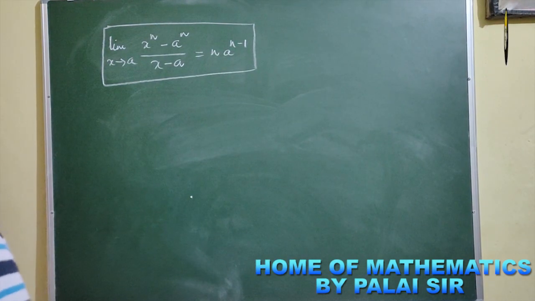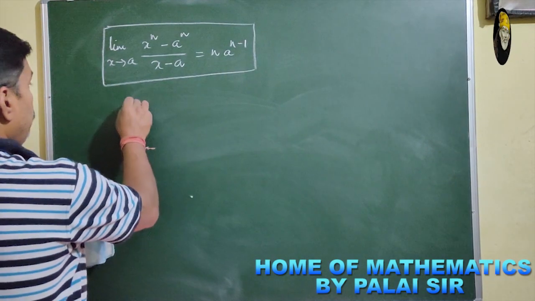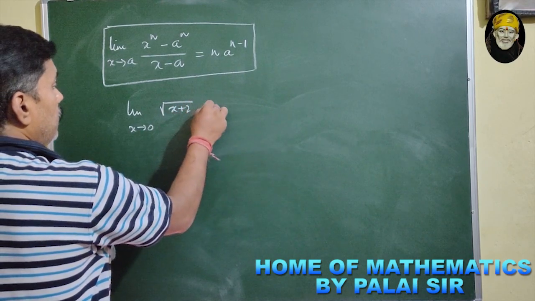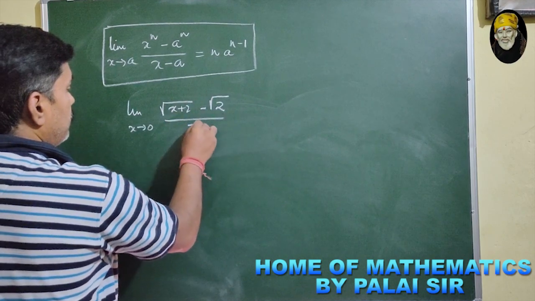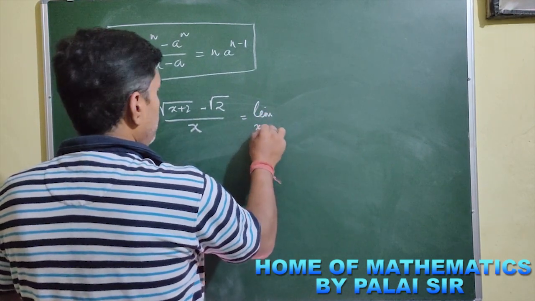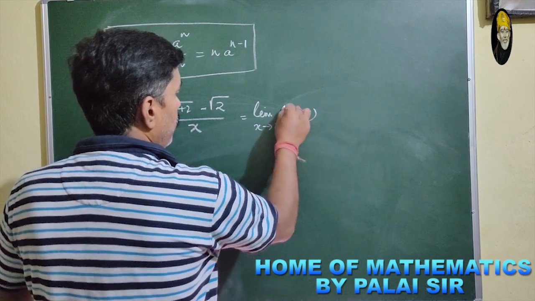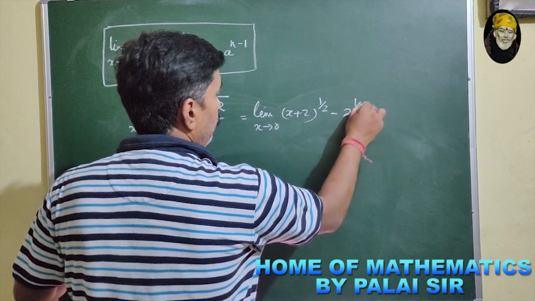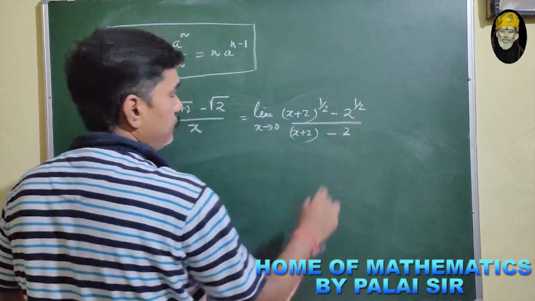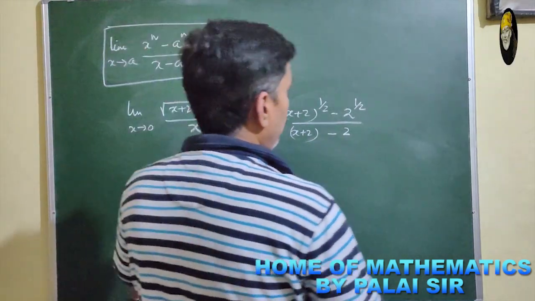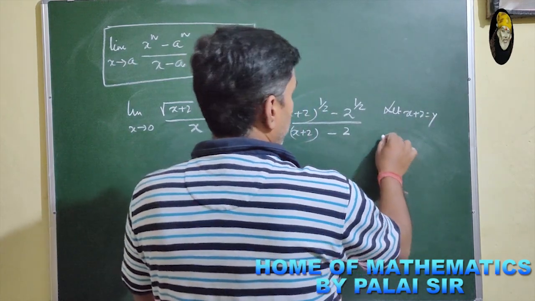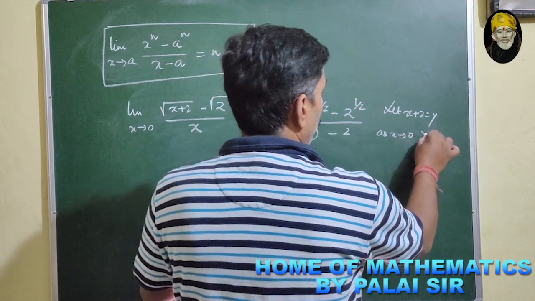Now you are taking another problem regarding this formula. Suppose here it is given as limit x tends to 0, square root of x plus 2 minus root 2 divided by x. So here it can be represented as limit x tends to 0, x plus 2 to the power half minus 2 to the power half divided by x, and this x can be represented as x plus 2 minus 2. Now suppose you are taking x plus 2 as y. As x tends to 0, y tends to 2.